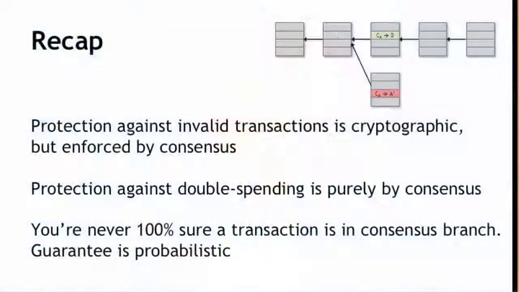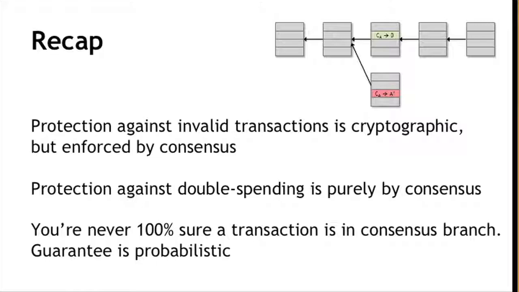So let's recap what we saw here. Protection against invalid transactions, that is, protection against a malicious node simply making up a transaction to steal someone's bitcoins, is entirely cryptographic. But it is enforced by consensus, which means that if a node does attempt that, then the only reason that that transaction won't end up in the long-term consensus chain is because a majority of the nodes are honest and will treat that transaction as invalid.